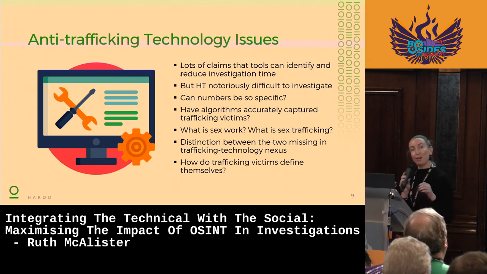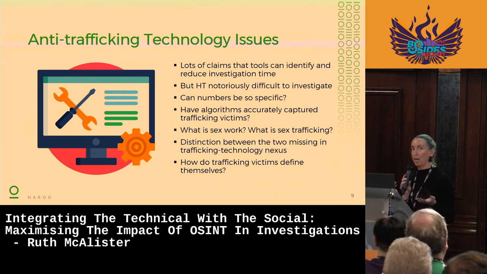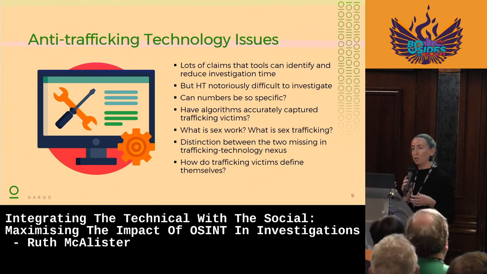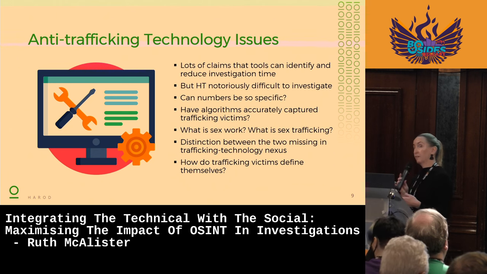So therefore, whenever I look at statistics around trafficking, how can they be so specific? We don't know exactly who has and who has not been the victim of trafficking in a particular city or country. So therefore, have algorithms accurately captured trafficking victims? So we have this focus on technology, but has anybody ever asked the question, number one, what actually is sex work? What is sex trafficking? And how can technology really work to combat that?